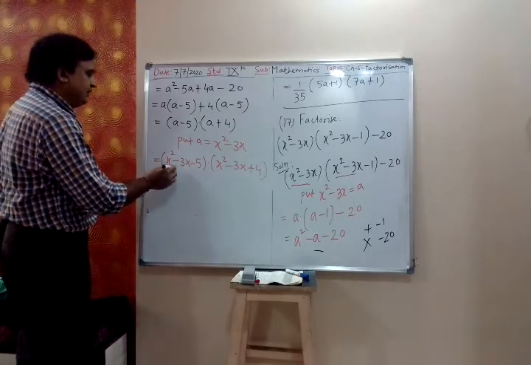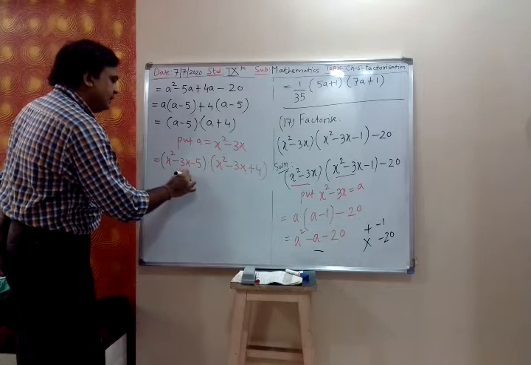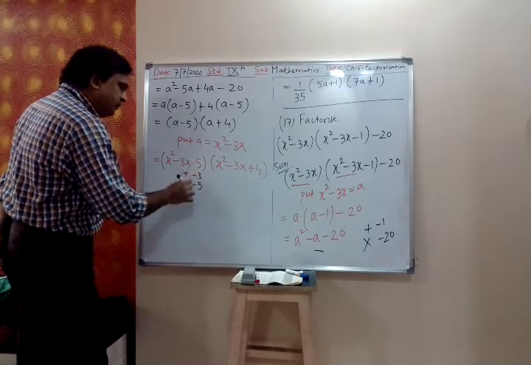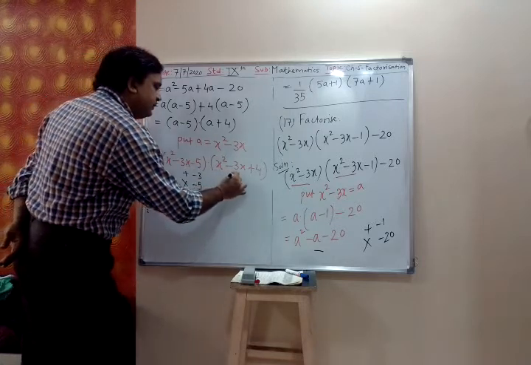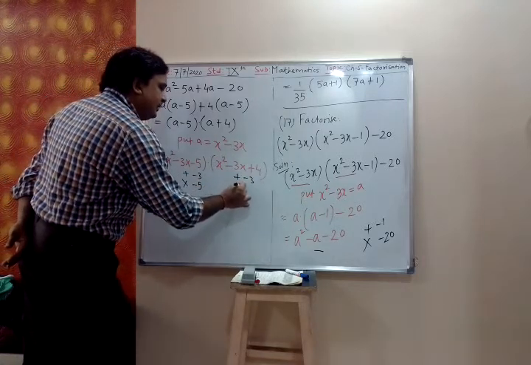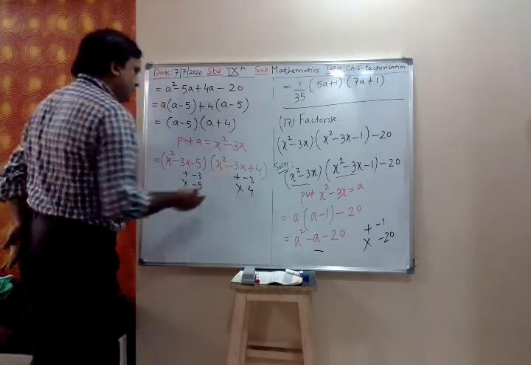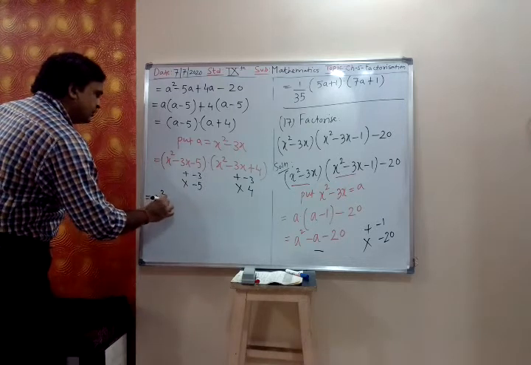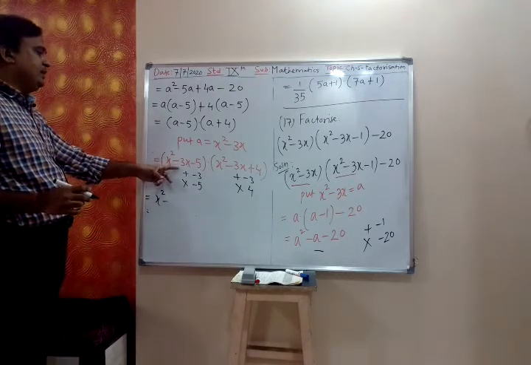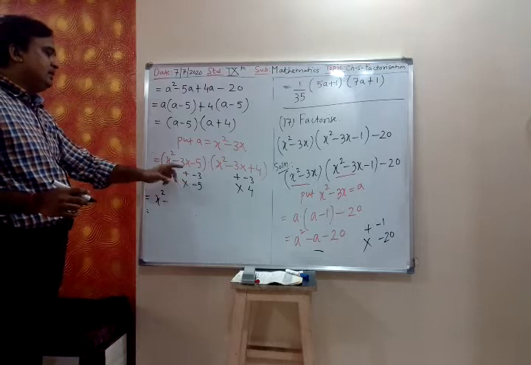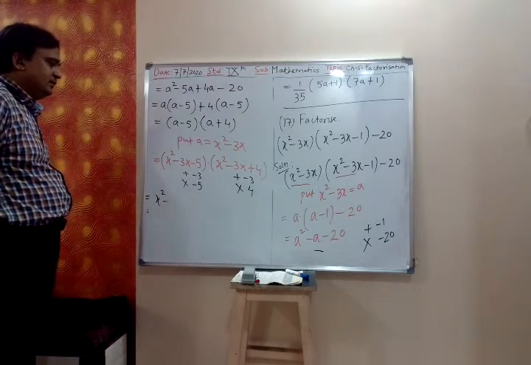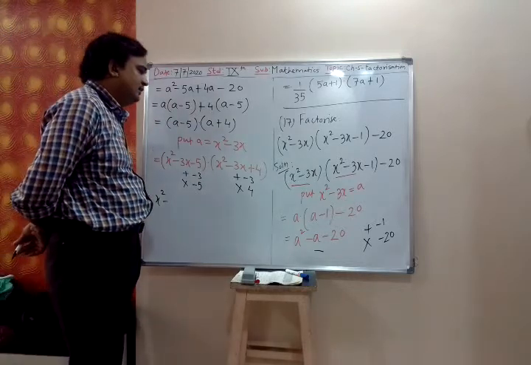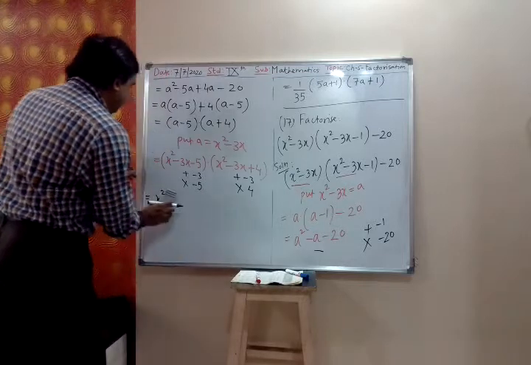So we have to simplify again. First, find two numbers whose sum is minus 3 and multiplication is minus 5. Second, find two numbers whose sum is minus 3 and multiplication is plus 4. First, split the middle term. Can you factorize that? No, we cannot factorize.